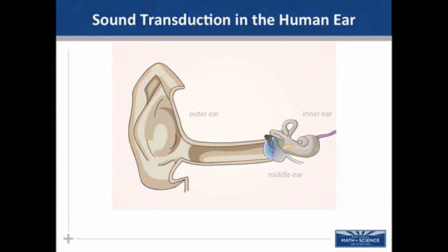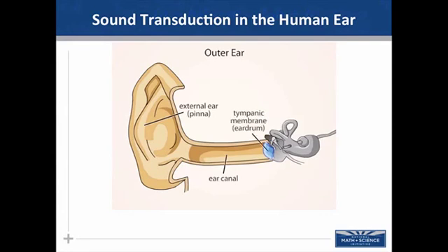Sound waves are first collected by the outer ear, which consists of the external ear, or pinna, and a canal that leads to the eardrum. The configuration of the external ear amplifies sound, particularly at the frequency ranges of 2000 to 5000 Hz. Not coincidentally, most human speech sounds are distributed in the frequency range around 3000 Hz.